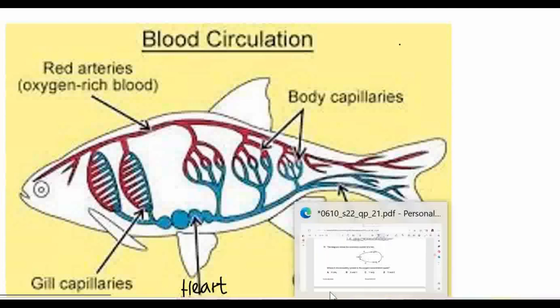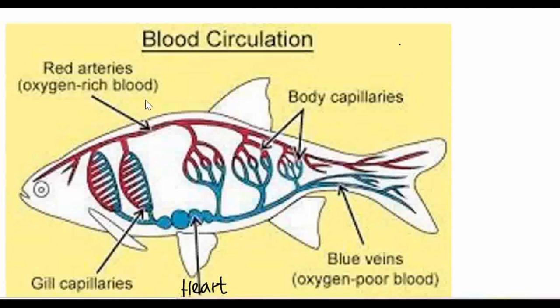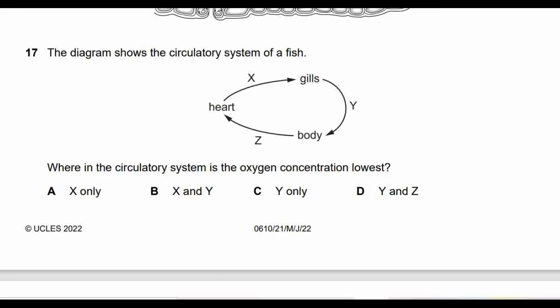So the one that has less oxygen will be before entering the gills. So let's see. Lowest will be before entering the gills. It will be X. So our answer will be X only, because lowest. The blood from the gill is rich in oxygen and supplied to the body. From the body to the heart, but X is still the lowest in oxygen concentration. Question 17 is done. Now we move to question 18.